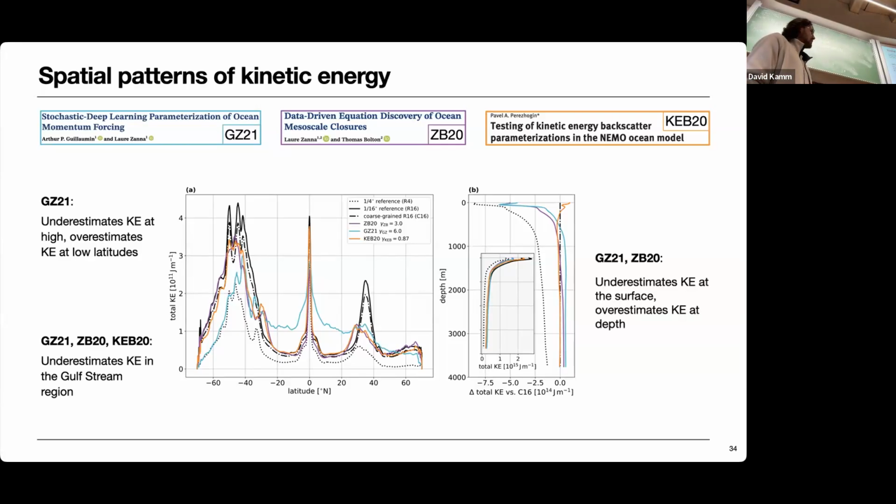And last but not least, also in the depth profiles, if we look into the integrated kinetic energy as a profile of depth, we see that both the data-driven parameterizations underestimate the kinetic energy at the surface and overestimate it at depth, which again speaks to the fact that they were trained on data that didn't explicitly include at which level the data was coming from. So this brings me to the take-home messages, to the conclusion.